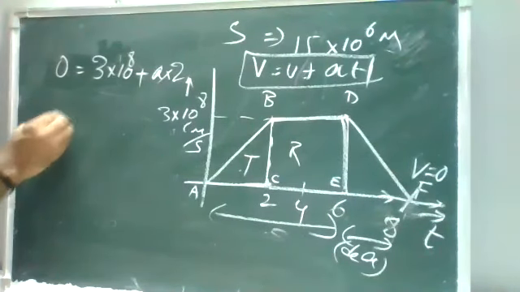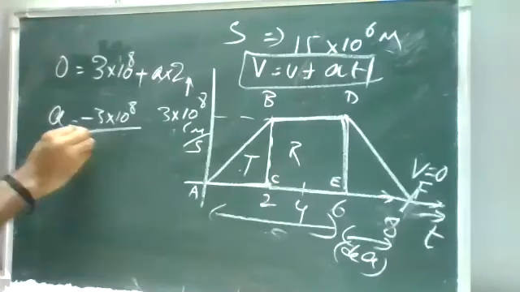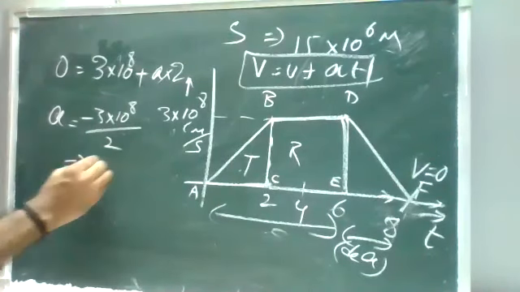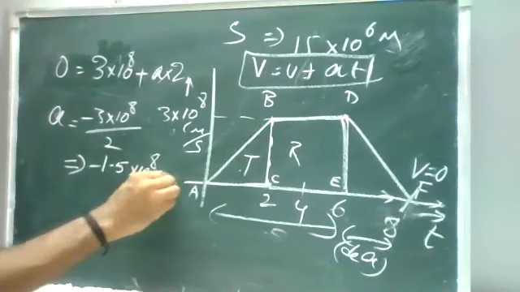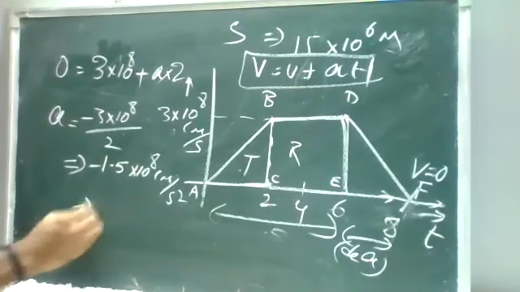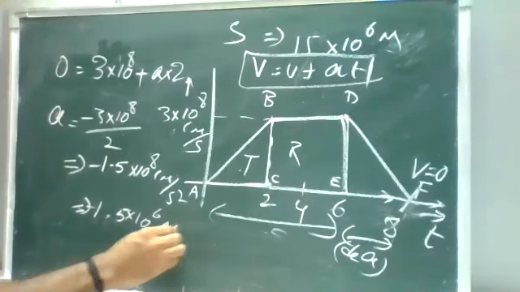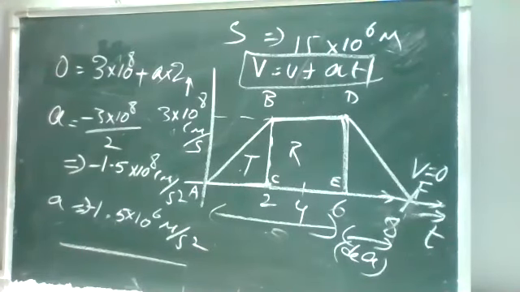So from this relation, a is equal to minus 3 into 10 power 8 by 2. That is minus 1.5 into 10 power 8 centimeter per second square. Or we can write it in meters: minus 1.5 into 10 power 6 meter per second square is your acceleration.